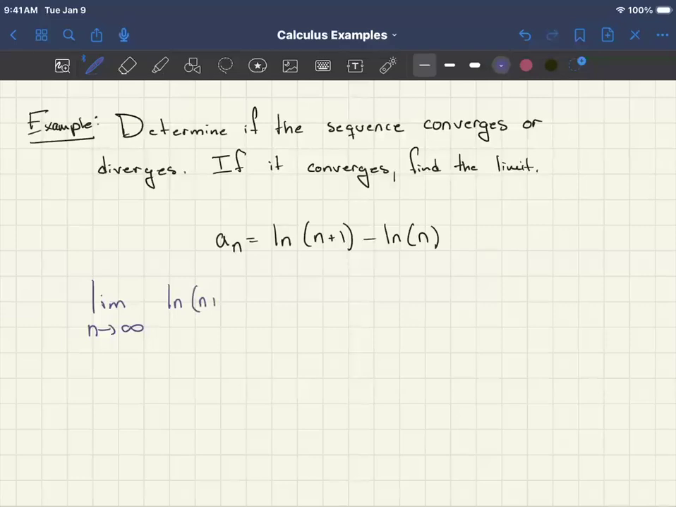We can think of this as a function, and if it converges as a function, then it's going to converge as a sequence. So we can take a limit as is right here.